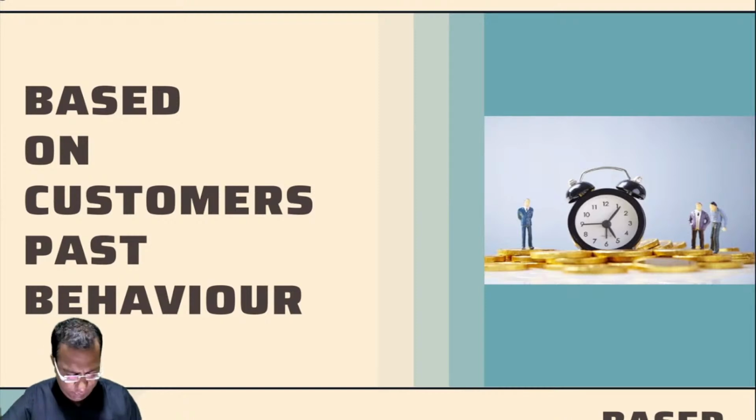Write down situation number 2, based on customer past behavior. Dash, such as regular customer and irregular customer, comma, timely payment by the customers, etc.